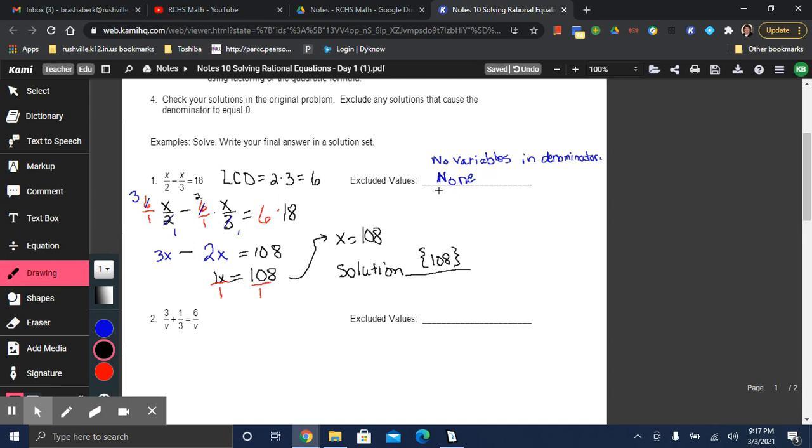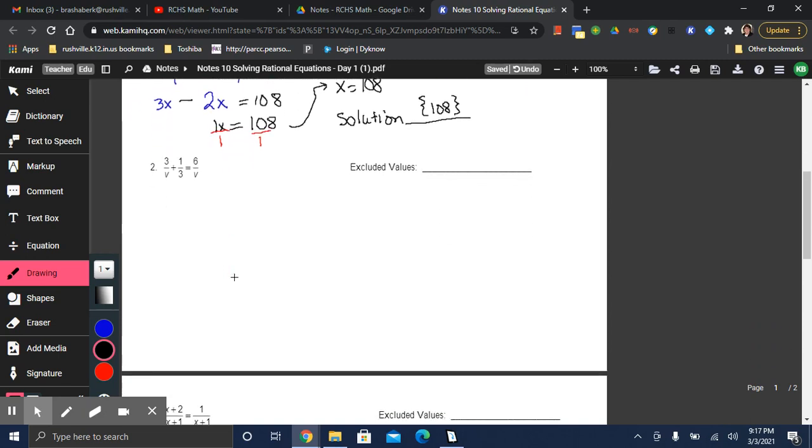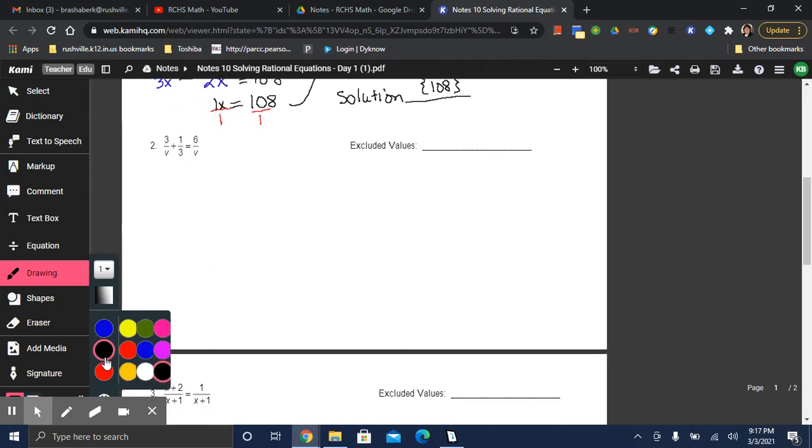Notice that it was not an excluded value. In fact, we didn't have any because we didn't have any variables in the denominator, so there was no way that our denominator could equal a 0. All right, so we'll move on and we'll look at our second problem. Now, our second problem does have variables in the denominator. In fact, it has a v. So what we'll do is we'll set that denominator v equal to 0. Now, there's nothing to solve, but obviously when v is a 0, our denominator is a 0.